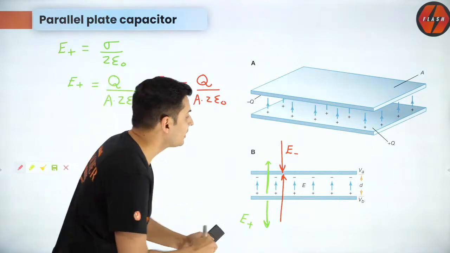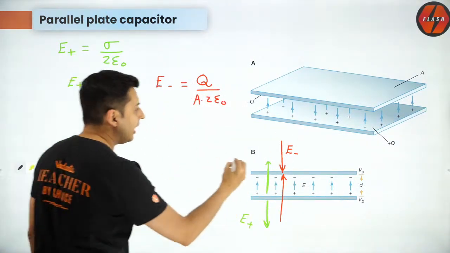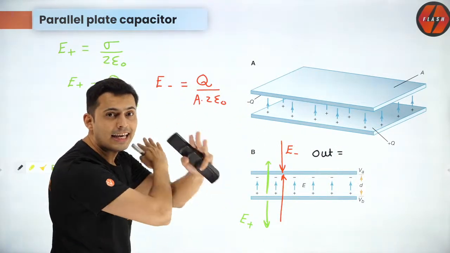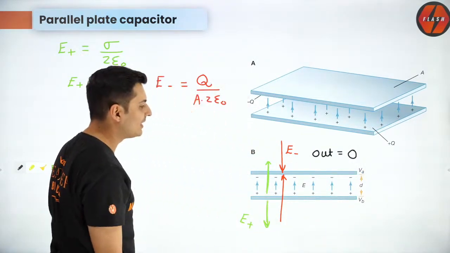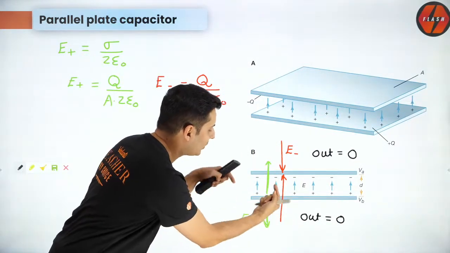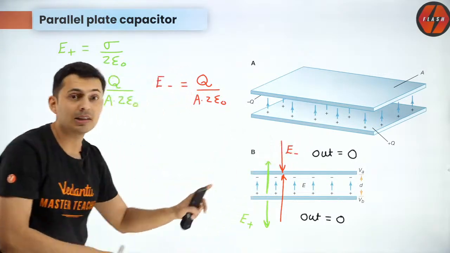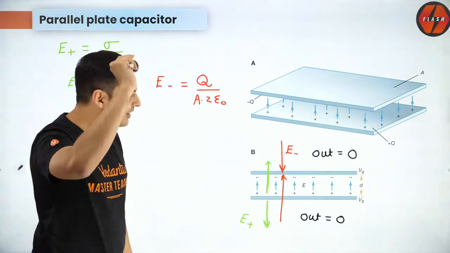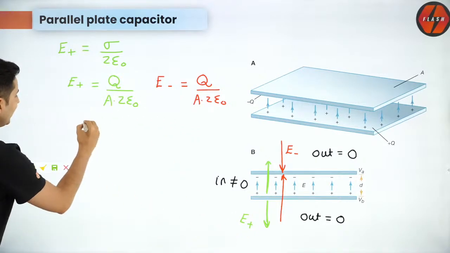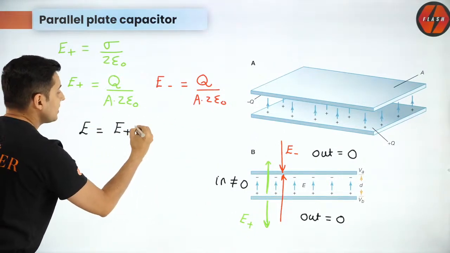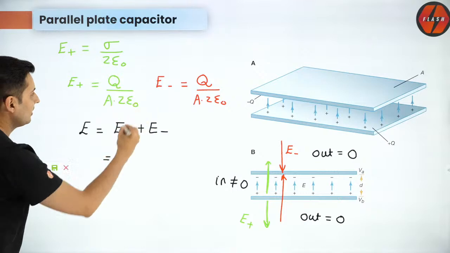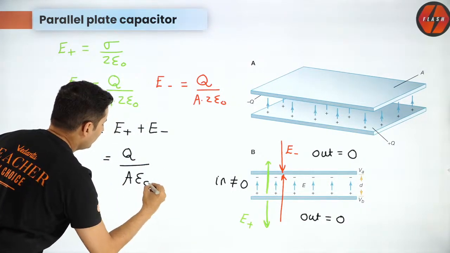Now, think guys, if you are outside, what will happen? This E minus and E plus, what will happen? They will cancel each other. So outside the field will be 0. I hope you can see that. Outside the field is 0. Very clearly, red is going up, green is going down. Red is coming down, green is going up. So outside the field is 0. But here inside, what is happening? Inside it is not 0. In fact, the net field inside is E plus plus E minus. Both are adding. Did you see that? How cool is that? And that's why the answer is Q by A epsilon naught.